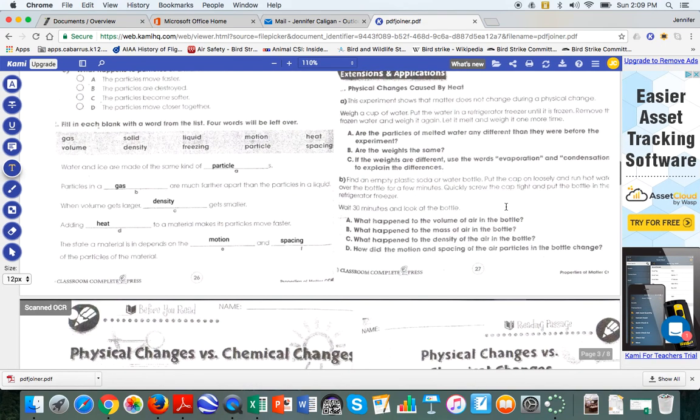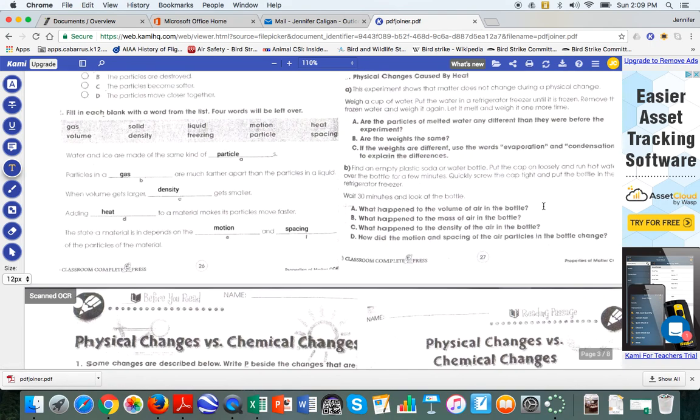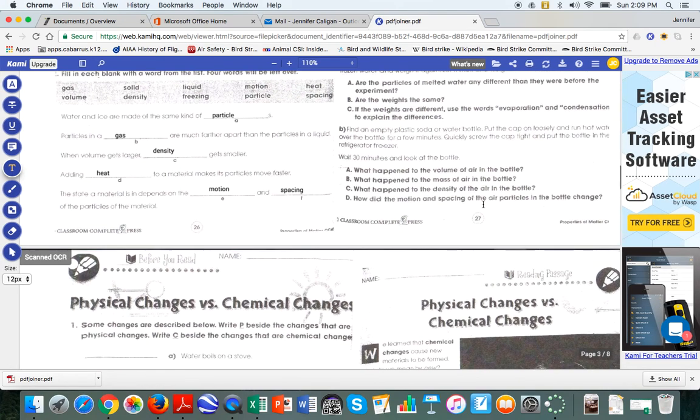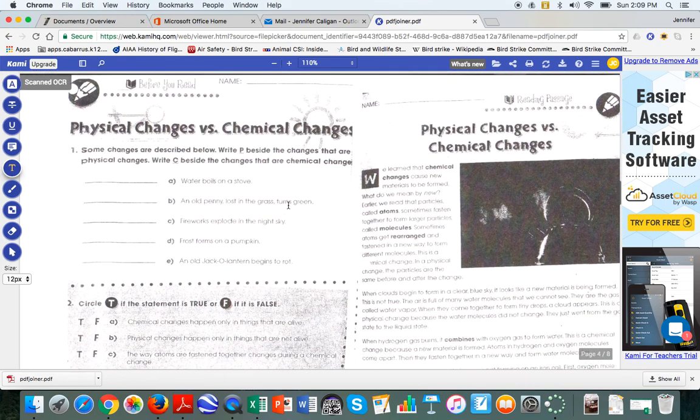This one, you take an empty soda bottle or a water bottle, put the cap on loosely, run hot water over it, and then quickly screw the cap on real tight and put it in the refrigerator freezer. Wait for 30 minutes and then take a peek at it and see what happened. We'll probably do those next week if we have time. I'm hoping I see you on Tuesday. We'll do that on Tuesday.